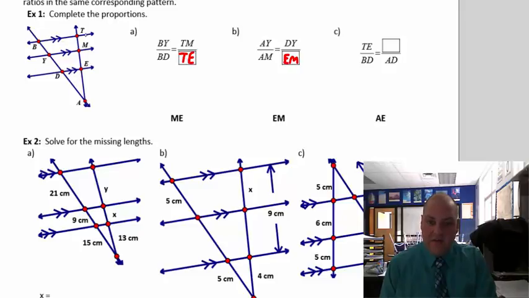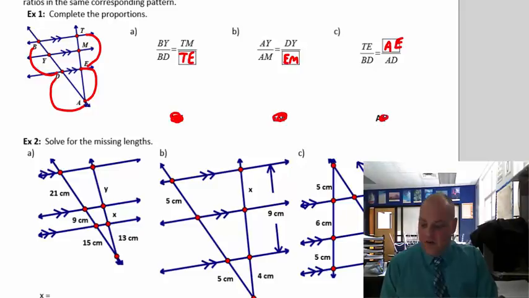And then TE is to BD as blank is to AD. Well, it would have to be this one over here, which is AE. So we're just writing. Oh, and I even put the answers there for you. I didn't even mean to do that. So there's the answers for those two. I think one of them was even wrong. That one said ME. BY, BD, TM, TE. Yeah, that said ME. That was wrong anyways.